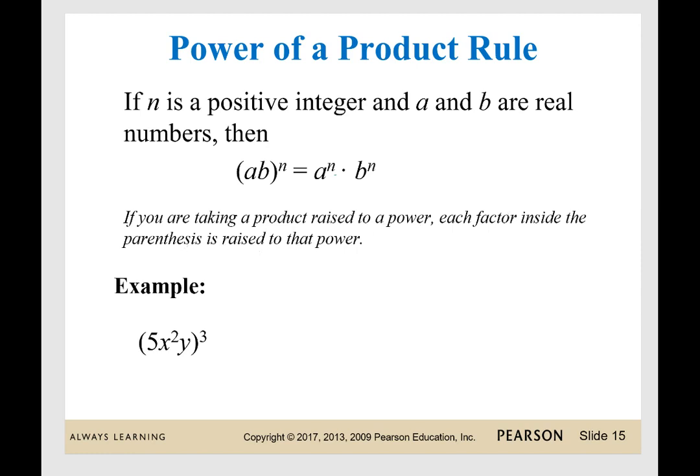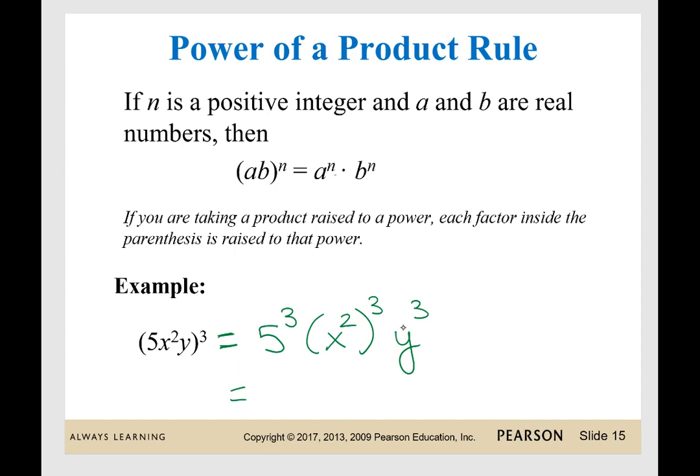So if you are taking a product raised to a power, each factor inside the parentheses is raised to that power. So one of my students called this Oprah a long time ago because everybody gets a power. So I've called it Oprah ever since then. All right, so if you look at this example I have at the bottom, we're taking this whole product and we're raising it to the third power. So the 5 is going to get the third power, the x squared is going to get the third power, and the y is going to get the third power.